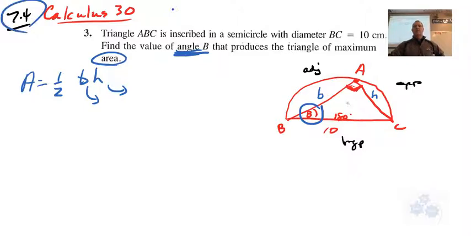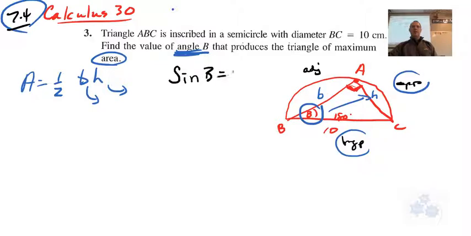This is chapter 7. So we're doing derivatives of trig functions, right? So can we write angle B in terms of trig functions? Of course we can. So this is actually the opposite side, right? See that? Opposite. That's OPP, in case you didn't know. And so this is the hypotenuse, which is 10. Opposite and hypotenuse, what trig function is that? Sine of B equals h over 10, or h equals 10 sine B. Okay?